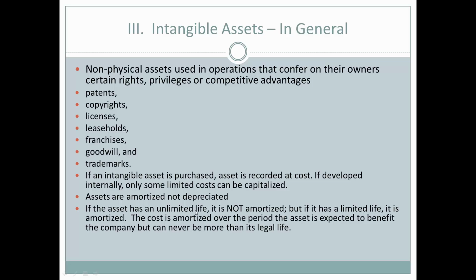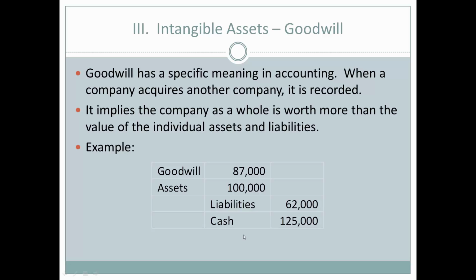If an asset has an unlimited life, just like land, it is not amortized. But if it has a limited life, then it will be amortized. The cost is amortized over a period the asset is expected to benefit the company, but can never be more than its legal life. So again, amortized over the life that the company expects to use it, but never more than its legal life.